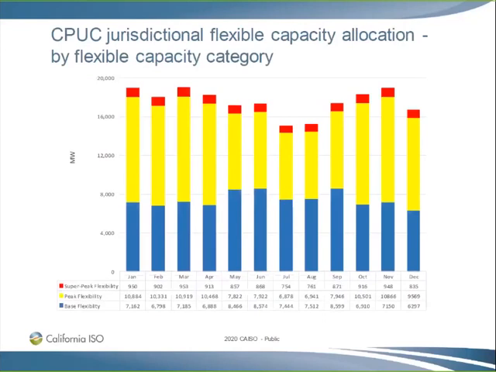Next is the CPUC overall jurisdiction, how much we are going to allocate to the CPUC jurisdiction LSE AOIs. So the pattern, of course, is roughly the same as the previous slide. And the magnitude is generally around 95% of the CPUC over the overall ISO capacity need.